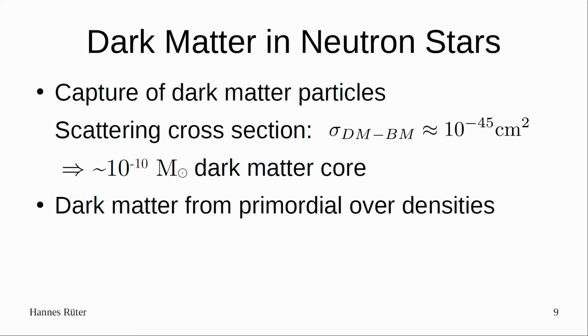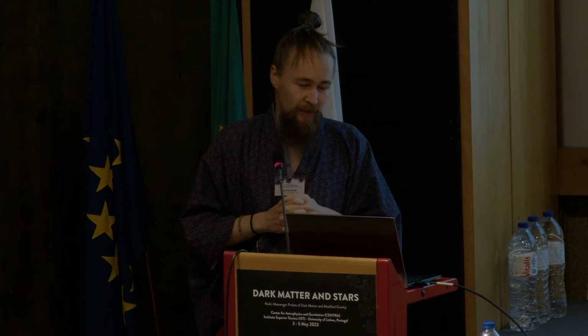Now let me briefly talk about how such configurations could come about. We have already heard about dark matter capture in some talks yesterday. If you consider the scattering cross-section between dark matter and baryonic matter is 10 to the minus 45 centimeters squared, that's a typical number, then over the lifetime of the binary you could accrete about 10 to the minus 10 solar masses for a dark matter core. So that's usually not a lot. Maybe you can play a little bit with the numbers of the scattering cross-section or the density of dark matter in the surrounding medium, but you shouldn't expect a lot.